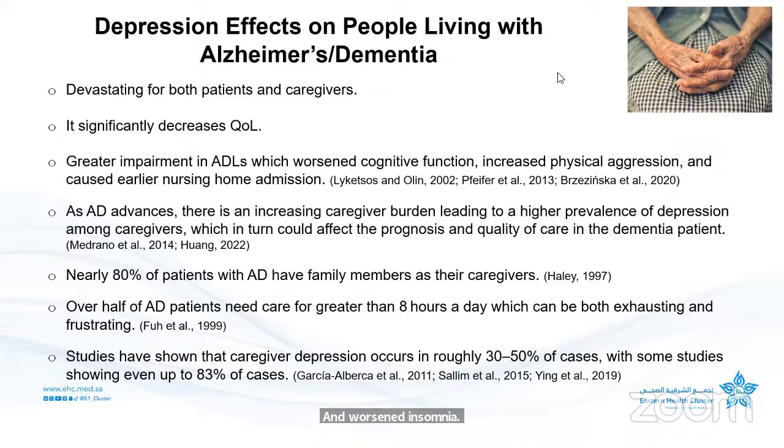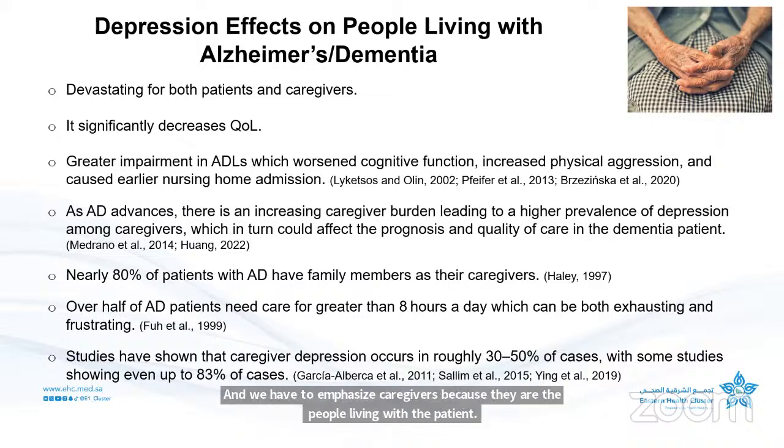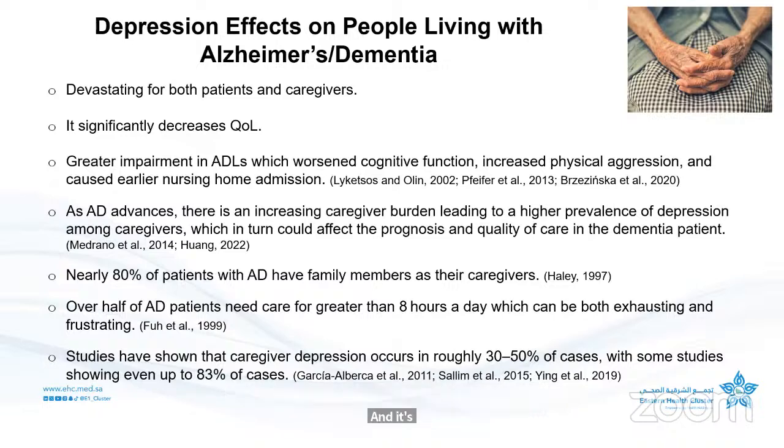The effects of depression on people living with Alzheimer's or dementia are devastating for both patients and caregivers. And we have to emphasize caregivers because they are the people living with the patient. It significantly decreases quality of life, causes greater impairment in activities of daily life, worsened cognitive function, increased physical aggression, and causes earlier nursing home admission.